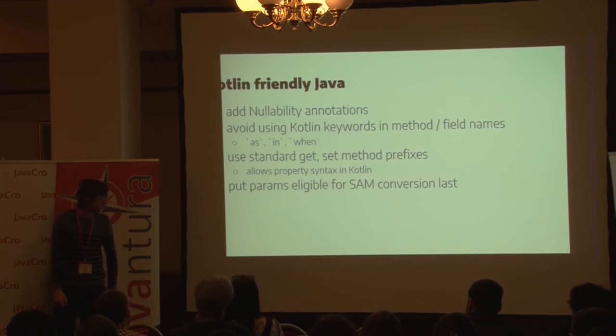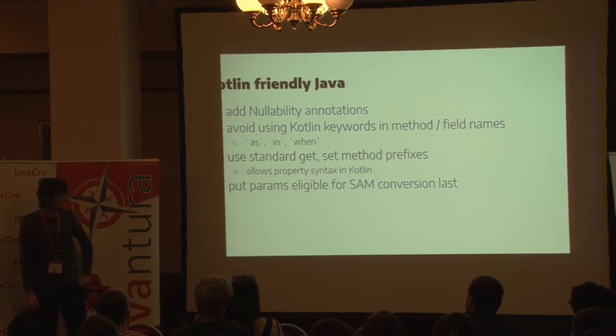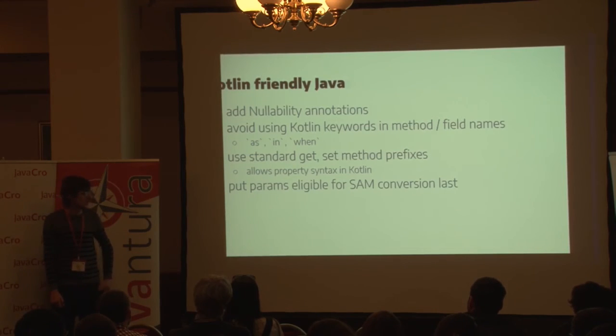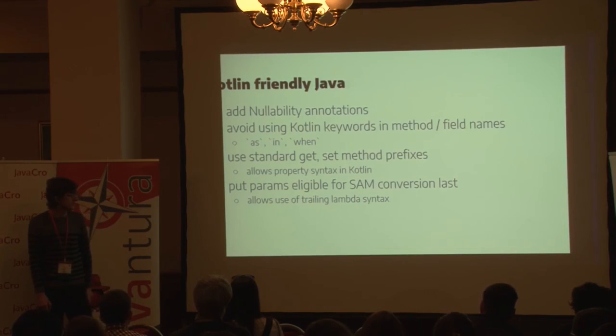And lastly, probably something you're already doing, but if you have parameters that are eligible for SAM conversion, just put them in the last place, which will allow Kotlin clients to use trailing lambda syntax, which basically just means that you can put the lambda outside of parentheses for a bit nicer code.